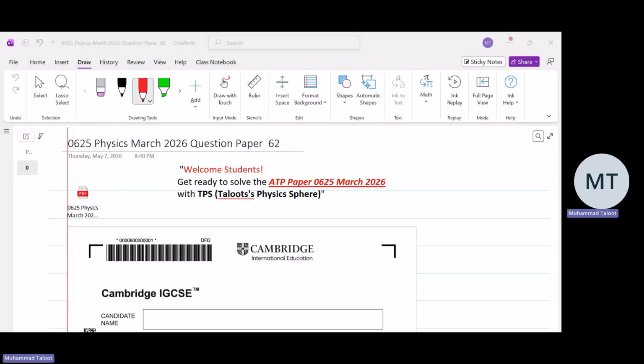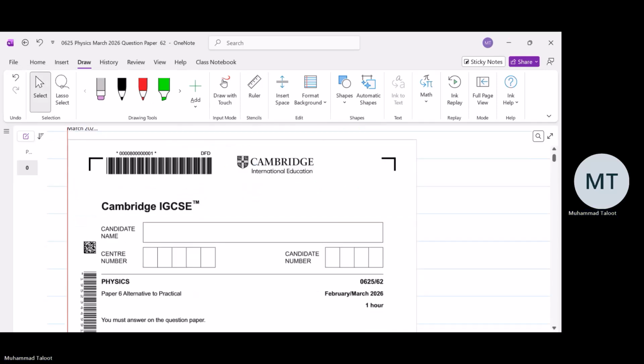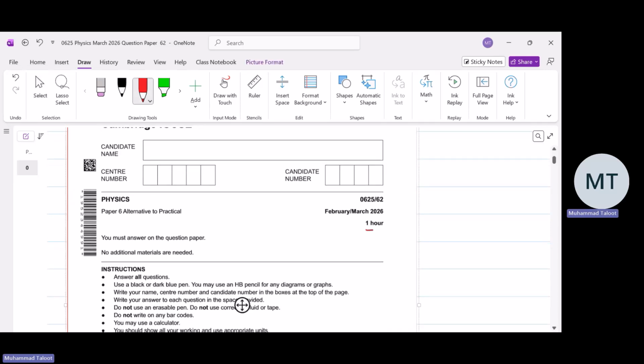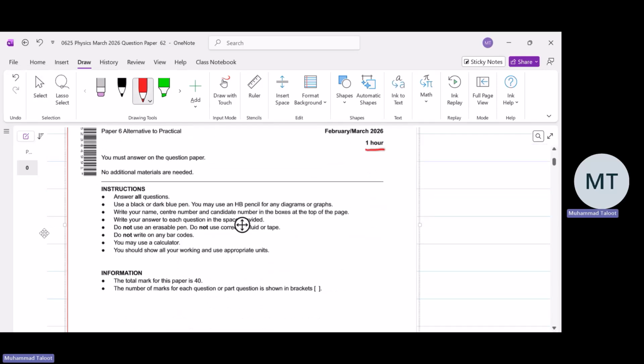Okay, welcome students. Get ready to solve ATP paper. This is paper 6 by the way of 0625 IGCSE March 26 paper. It is a very recent paper with TPS. In this paper, we are having 1 hour time to solve this, and this is paper 6-2. So it is a 40 marks paper.